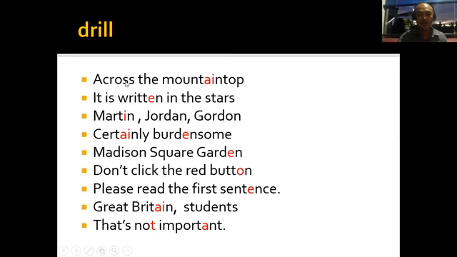So you say across the mountain top. Okay, you don't say mountain top, but whenever you say that, actually most people don't care. But whenever you're speaking, most native speakers would pronounce it that way. It is written in the stars.